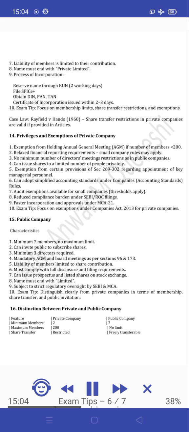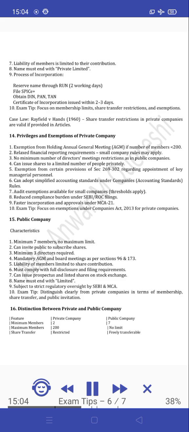14. Privileges and exemptions of private company. 1. Exemption from holding annual general meeting, AGM, if number of members less than 200. 2. Relaxed financial reporting requirements. Small company rules may apply. 3. No minimum number of directors, meetings restrictions as in public companies. 4. Can issue shares to a limited number of people privately. 5. Exemption from certain provisions of Sec 269 to 302 regarding appointment of key managerial personnel.